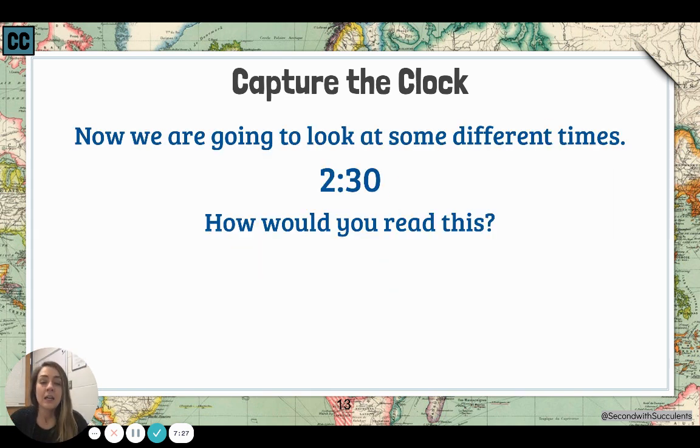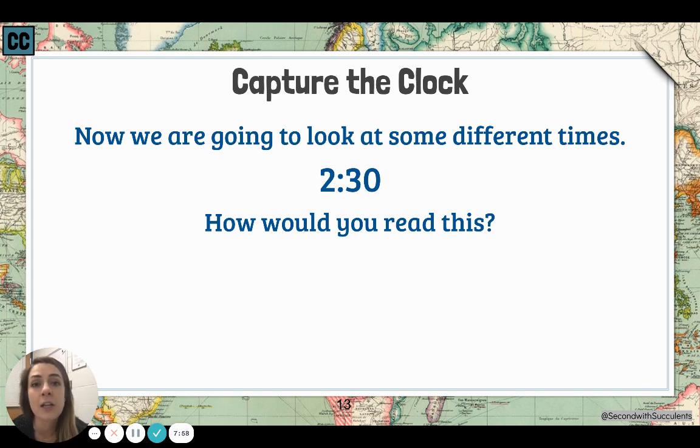Okay. Now we're going to look at a few clocks. So far, all the times that we've done are at o'clock. And so the long minute hand is pointing right up to the 00 at the top. So now we're going to look at some times that are at the 6 or the 30 mark. So how would you read this if you saw this time right here? Put your finger on your nose if you said 2:30.